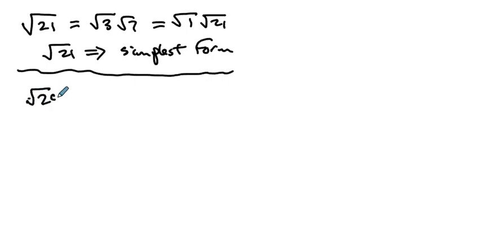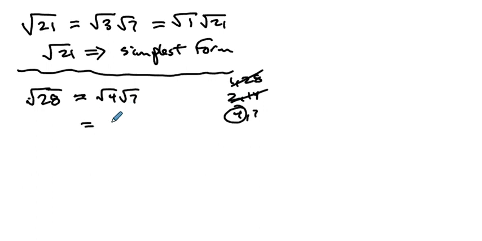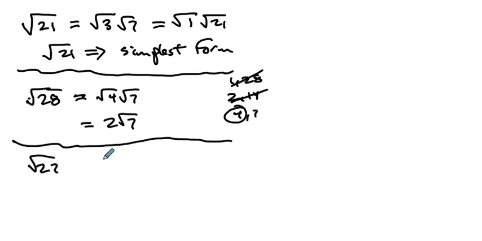Okay, so let's look at 28. I'm going to do 2 more. Let's think about what our factors are. So we got 1 and 28. That's not going to help, right? We've got 2 and 14. Well, 14 is not a square number. 2 isn't either. But 4 does go evenly into 28. And then we can pull 4 out, right? So we got the square root of 4 times the square root of 7, which gives us 2 times the square root of 7.